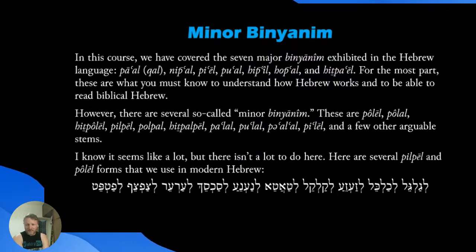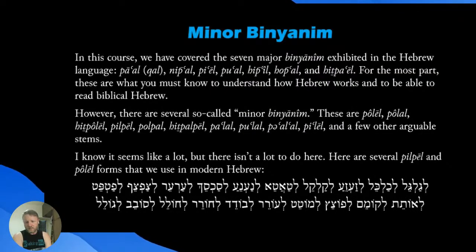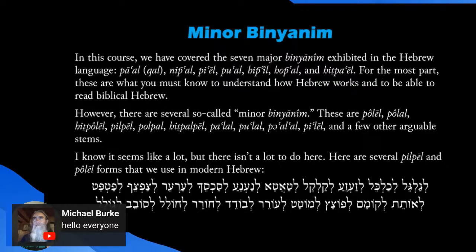So these are common pilpel verbs in modern Hebrew, and some of them are also in the Bible: legalgel, lechalkel, lezazea, lekalkel, letatea, lenanea, lesachsech, le'arer, letzaptzef, lefatpet. I think lefatpet is with tet. And these are polel: לקומם, לפוצץ, למוטט, לעורר, לברר, לבודד, לחורר, לחולל, לסובב, and לגולל. These are common in modern Hebrew and also do appear in the Bible, some of them.